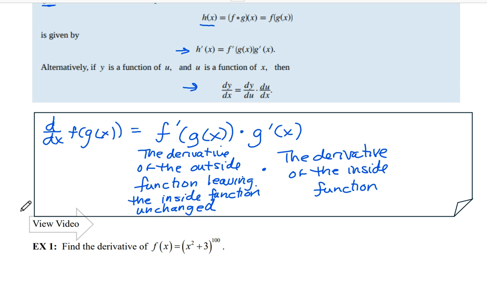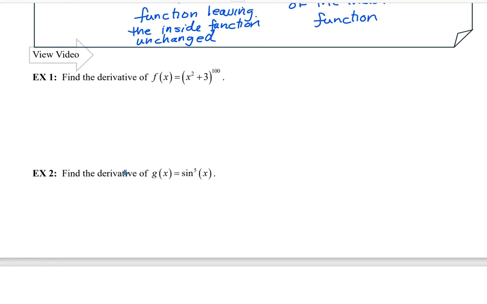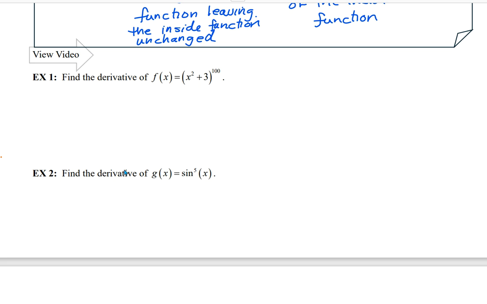Okay, the reason I'm writing words with this is because if you learn the words, it basically will instruct you through the process or the structure. So what you're doing is taking the derivative of the outside function, leaving the inside function unchanged, times the derivative of the inside function. So we're going to flow with those words as we work through these examples. There's nothing else to really go over aside from just examples showing how to use this rule.